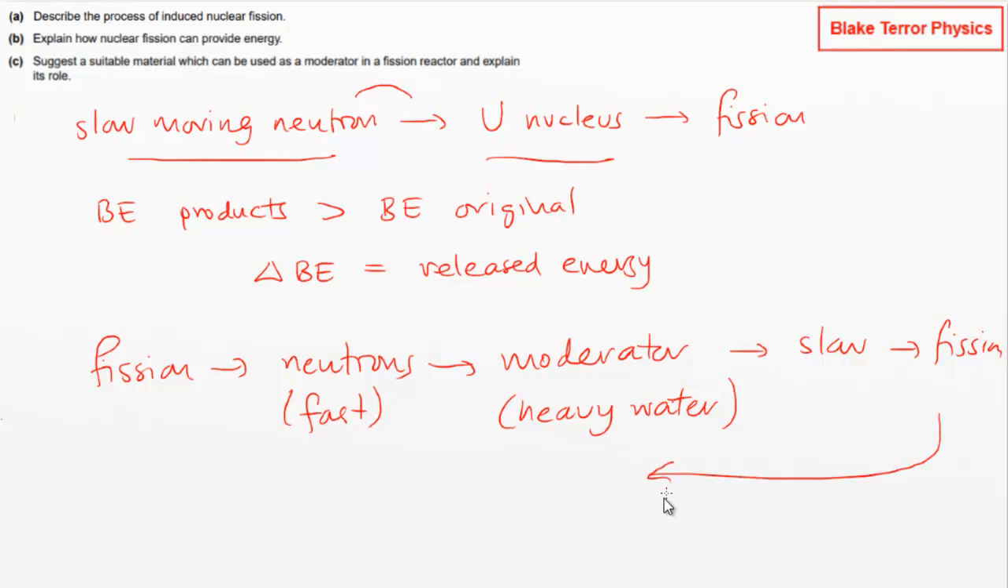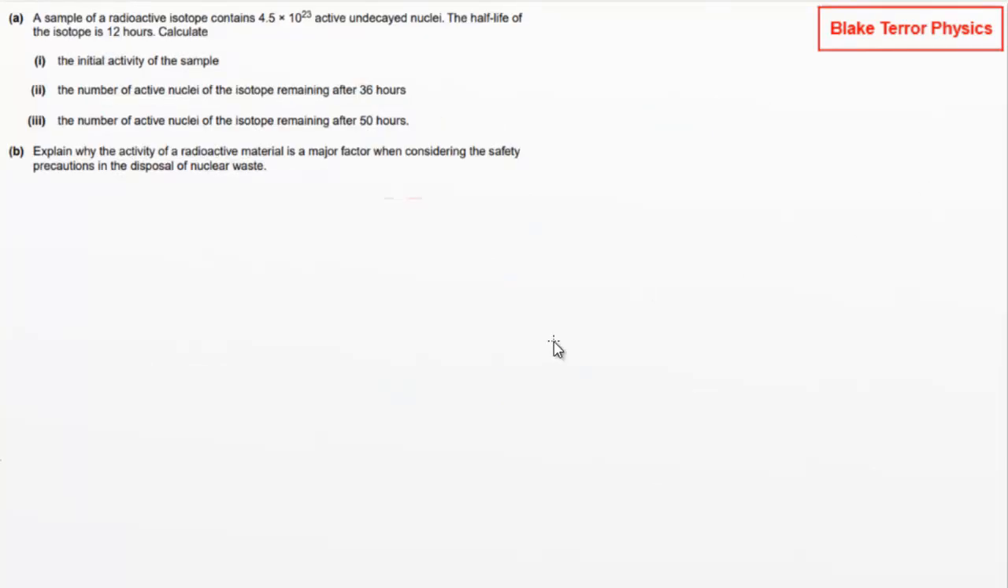So yep, that was all fairly straightforward. Question 4. A sample of radioactive isotope contains 4.5 times 10 to the 23 active undecayed nuclei. Half-life is 12 hours. Calculate the initial activity.